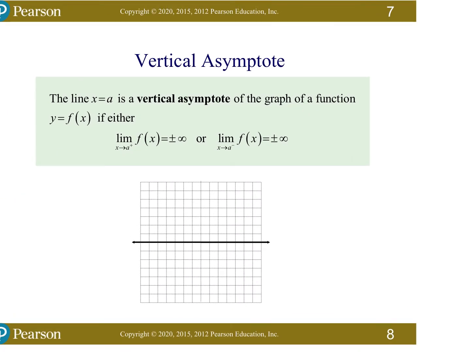All right, so to summarize it formally, the line x equals a is a vertical asymptote if you end up on either side of infinity based on either side of a. So no matter where a is, if a is here, and you have a vertical asymptote there, it's because one side or the other of the graph was approaching infinity.